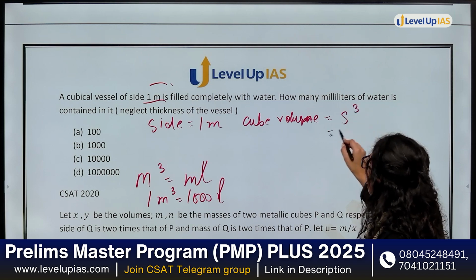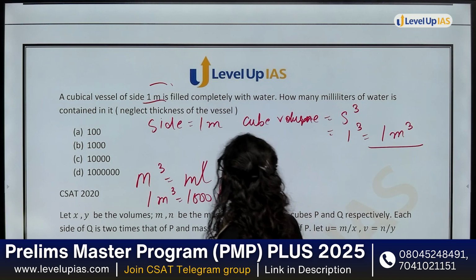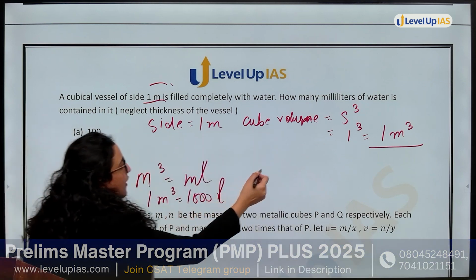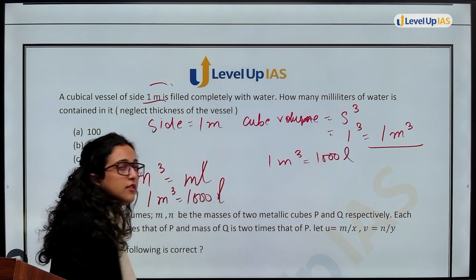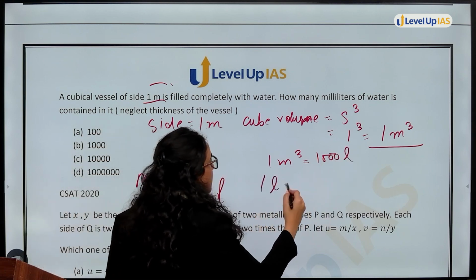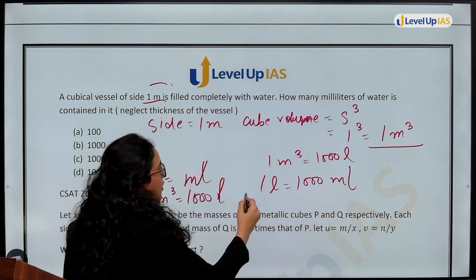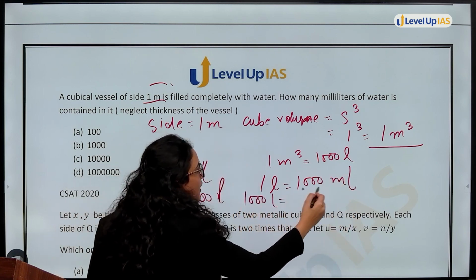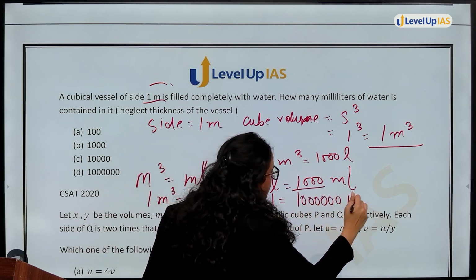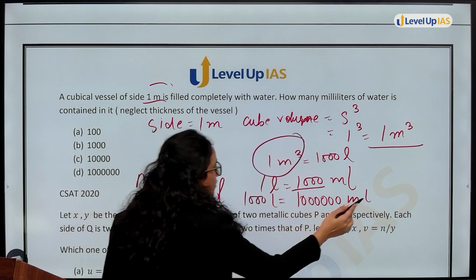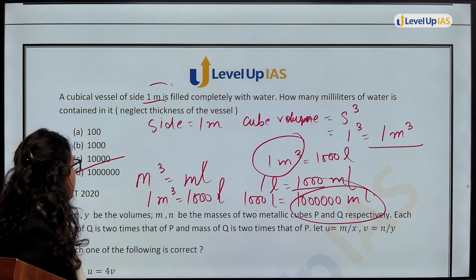Side cube. So 1 cube, that means 1 meter cube. This is the volume. Now I know 1 meter cube is equal to 1000 liters. I also know 1 liter is equal to 1000 milliliters. So 1000 liters will be what? 1000 multiplied by 1000 milliliters. That means 1 meter cube is equal to these many milliliters. Option D will be your answer.